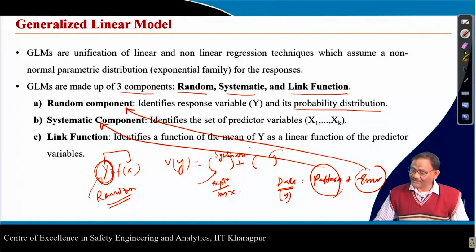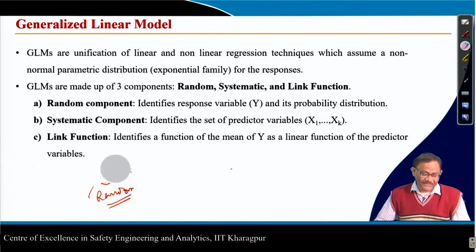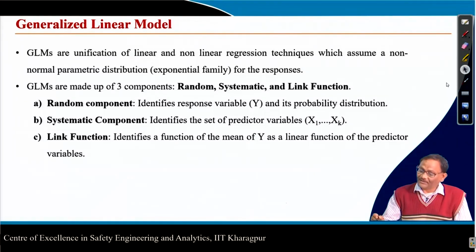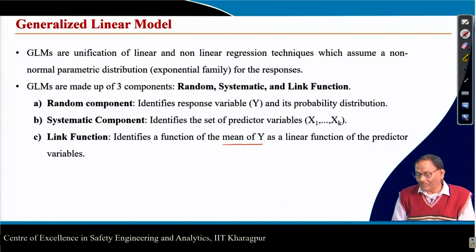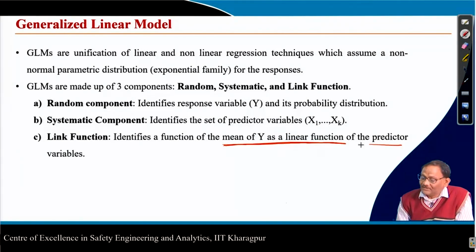Now, the third component is the link function. The link function identifies a certain function in such a manner that you can write the mean of y as a linear function of x. Instead of y, I write the mean of y, which is a linear function of the predictor variable x, so the purpose will be served.